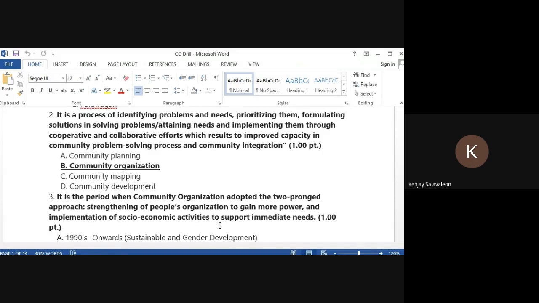A. Maury Ross. B. Sino ngayon? Si Saul Alinsky. C. Sino pa ba? Si Carrie, and wait lang. Need to remember. Sino yung ibang author ng community organizing? Perlman and Gurin. Yun. D. Si Arthur Dunham. E. Meron pang letter E. Wait lang.